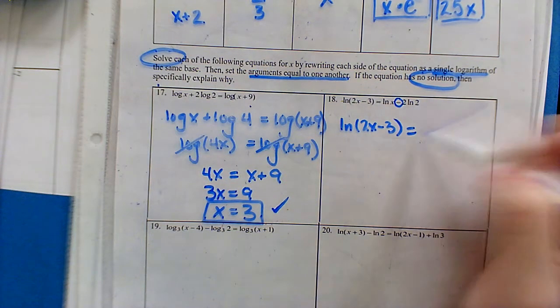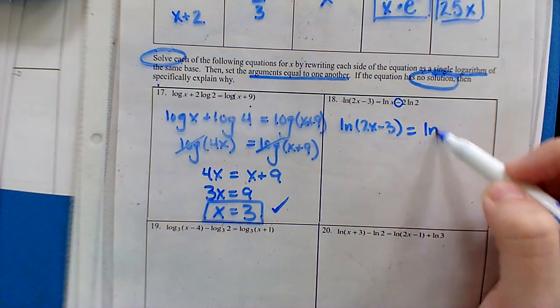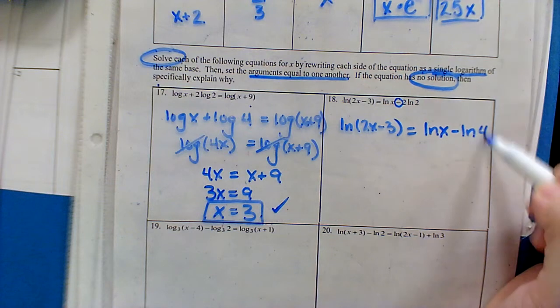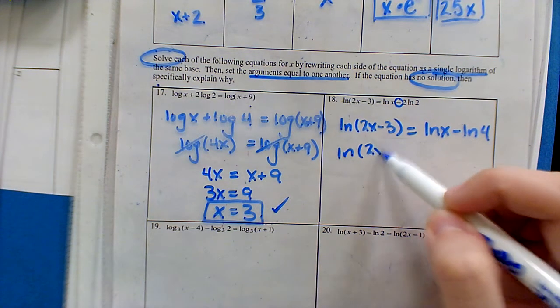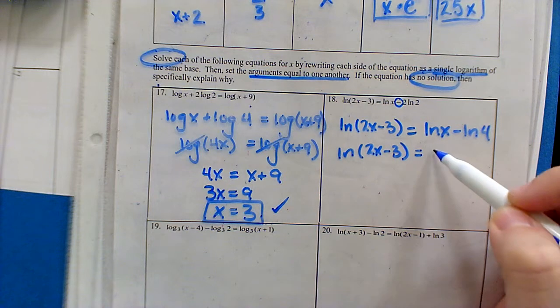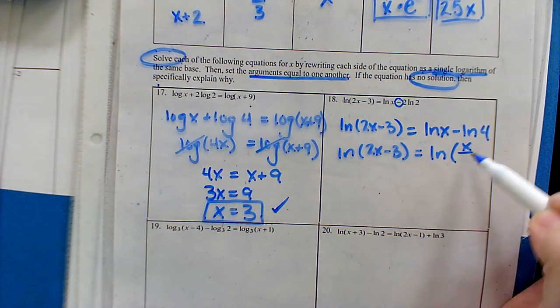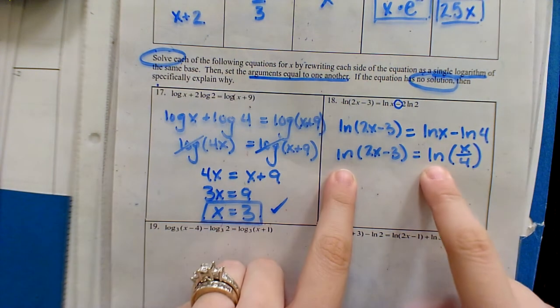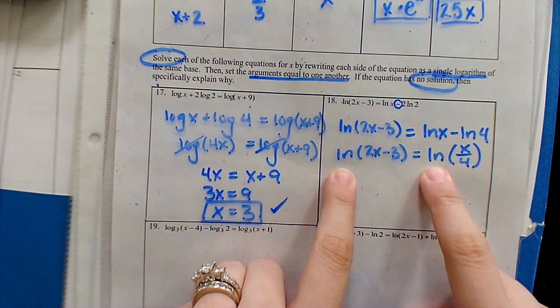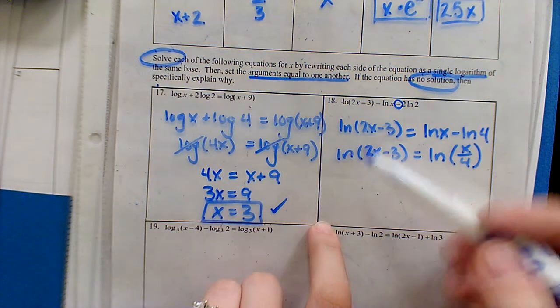All right, so on the right-hand side, we'll move the 2 up as a power. So that'd be the natural log of 4. And then to turn 2 logs into 1 log, let's go ahead and divide the arguments. We'll have x over 4. All right, 1 log on the left, 1 log on the right. They're exactly the same log, both natural logs, both base of e.